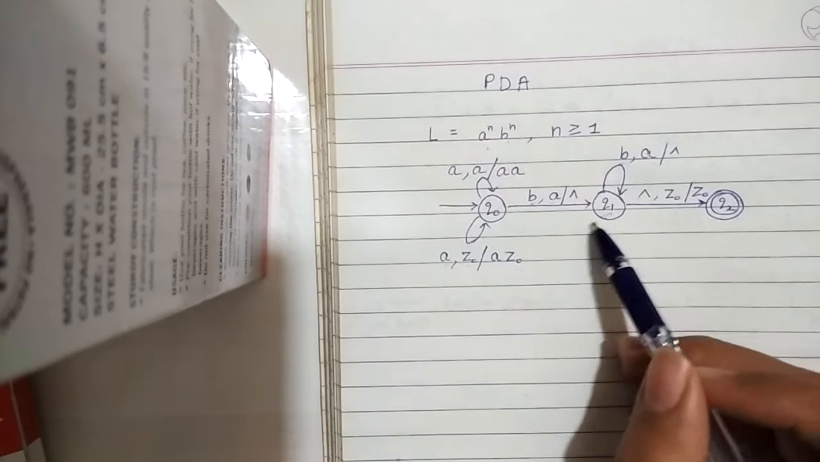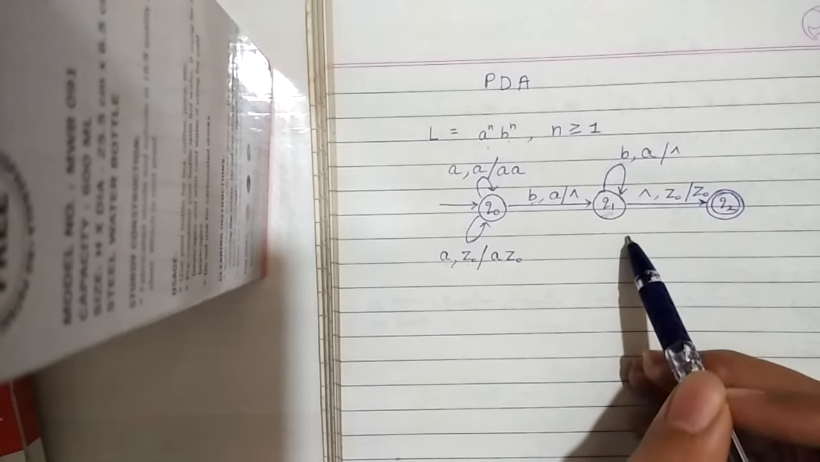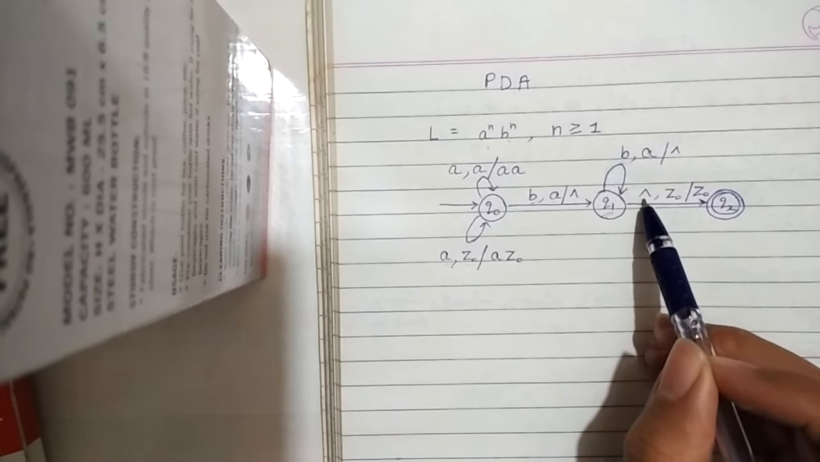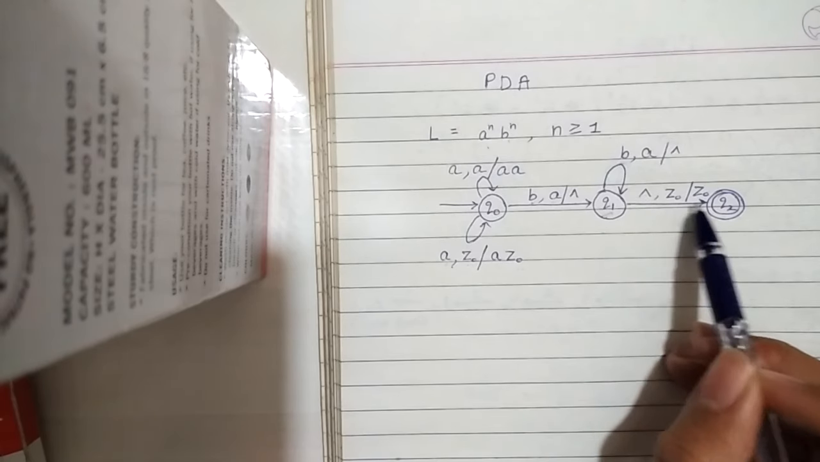Alright, so we will be deleting A's corresponding to B's, and when the input is over, that is null, and our stack top is Z0, we will go on to the final state.